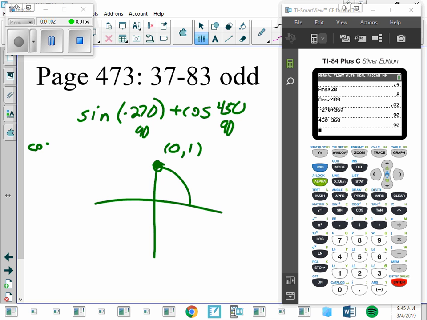And the cosine of theta is equal to x, and the sine of theta is equal to y. How do I remember that? Alphabetical order. Cosine and sine in alphabetical order, x, y in alphabetical order. So the sine of 90 degrees is 1, plus the cosine of 90 degrees, which is 0. So the answer is just 1.